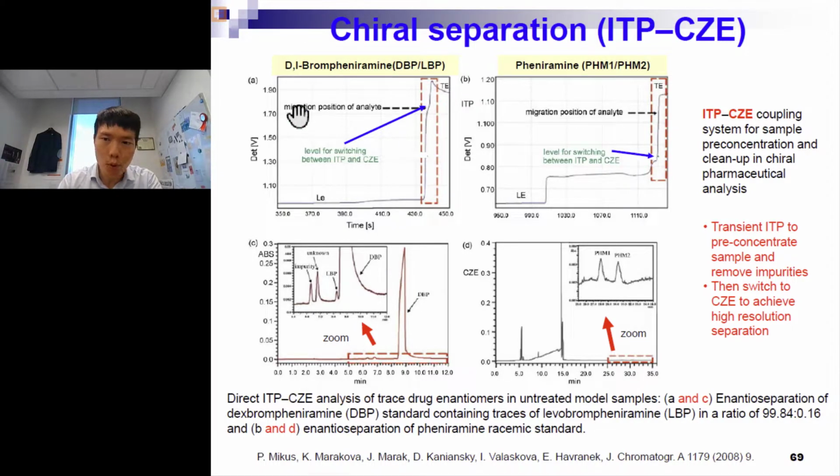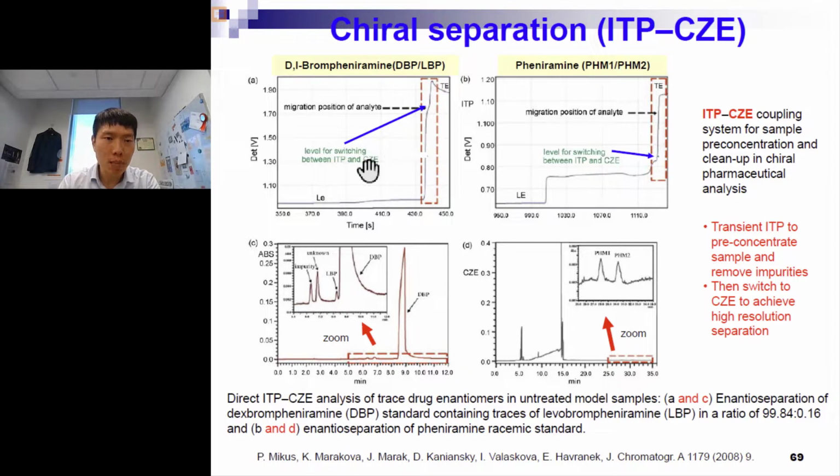Now notice that for A and C right here, this is the chiral separations of the DBP and LBP, right? And we compare this way here. The B and D are the chiral separations of the phenylamine, the PHM1 and PHM2, and the bottom side is similar here, right? So when we combine this ITP and CZE, the switching time from the ITP to CZE needs to be optimized there, right?